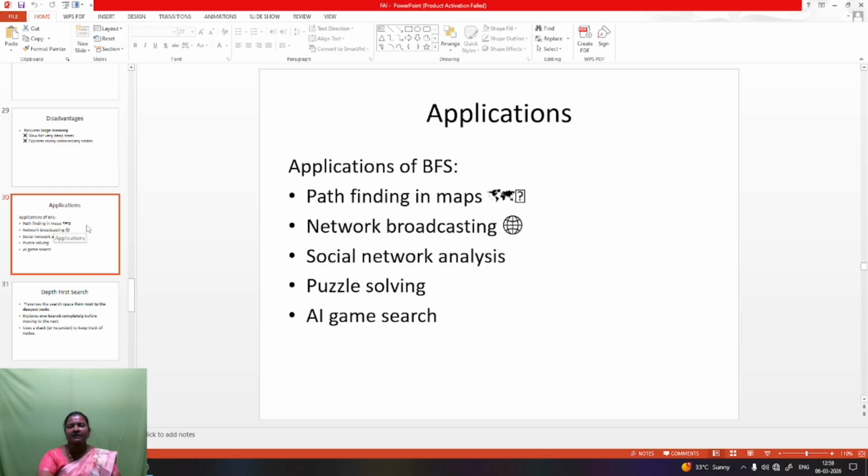Applications. The applications of the BFS algorithm are path finding in maps. For example, it is used in Google Maps concepts, where it is used to find the shortest path. Then network broadcasting, social network analysis, puzzle solving, then AI game search. These are the applications of the BFS algorithm.